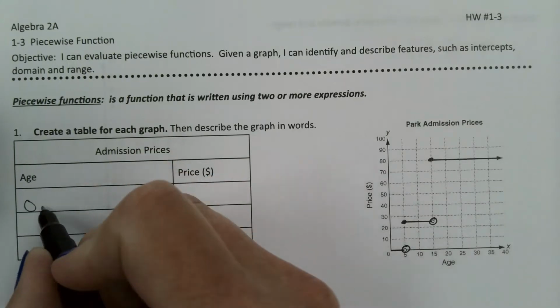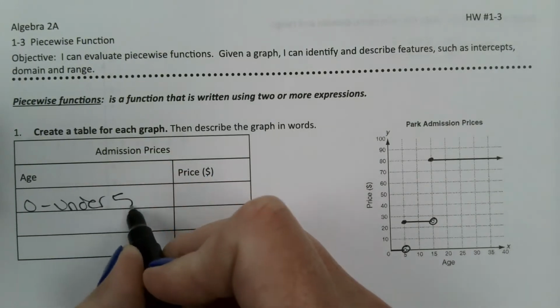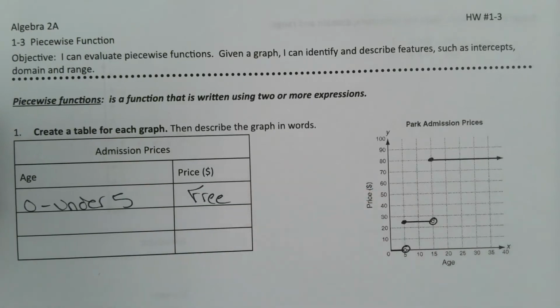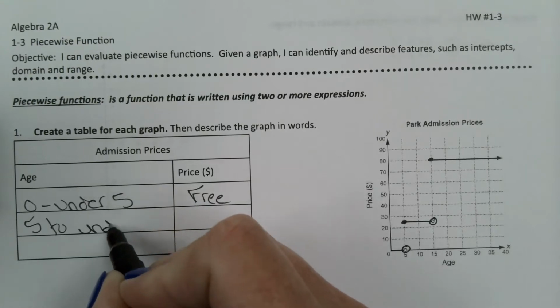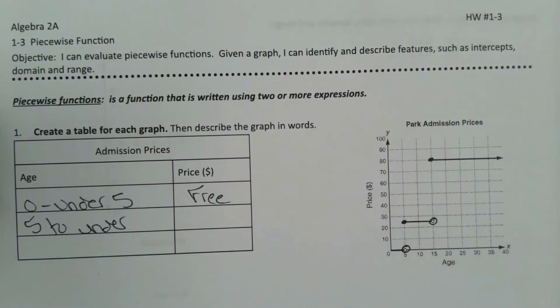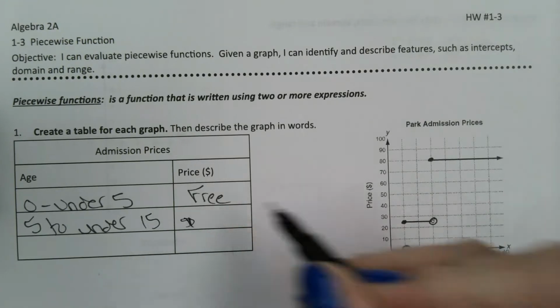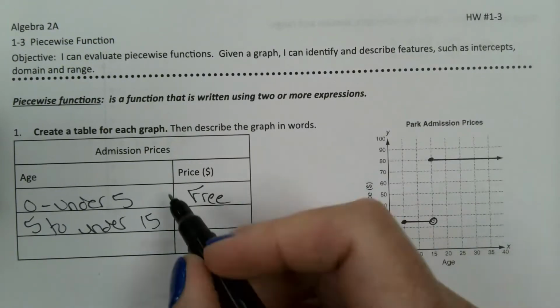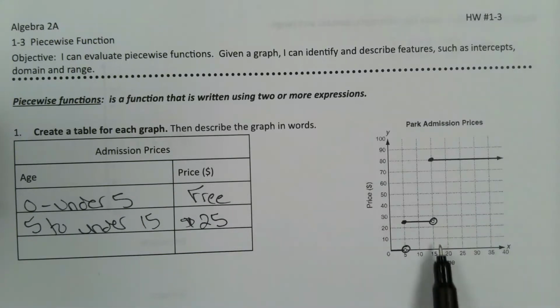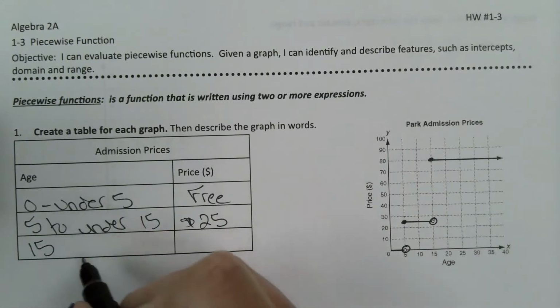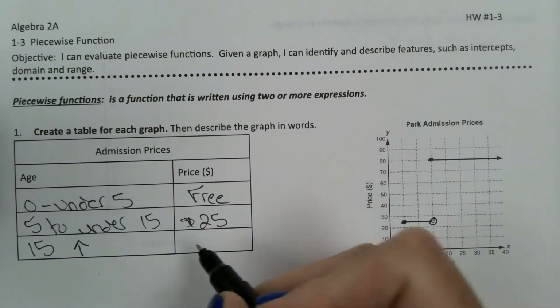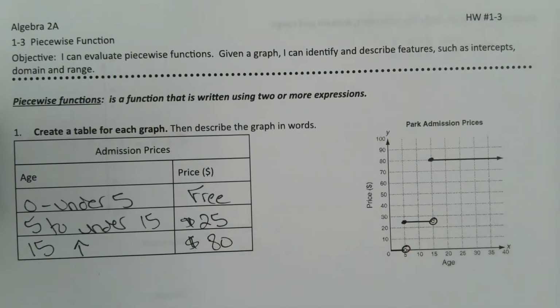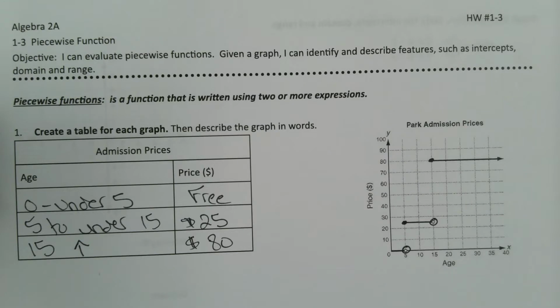So ages 0 to under 5 is free. And if you are 5 to under 15, you cost, so I'm going to follow that back, $25. And then the last group is if you are 15 and older, you cost $80 to get in. So that is how we use the endpoints of the graph to determine an admission cost.